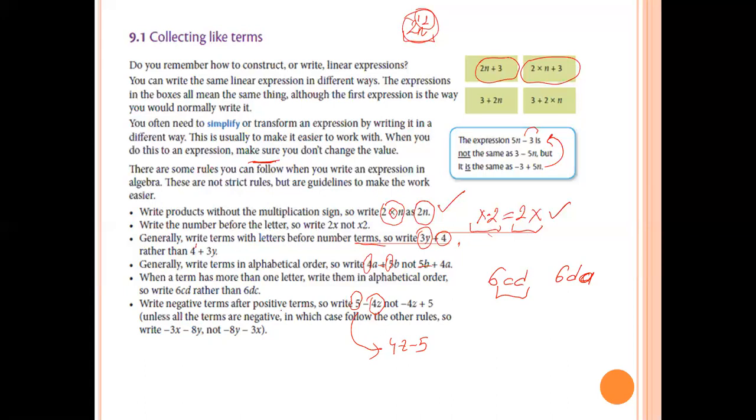Unless all the terms are negative, in which case follow the other rules. So write minus 3x minus 8y, not minus 8y minus 3.